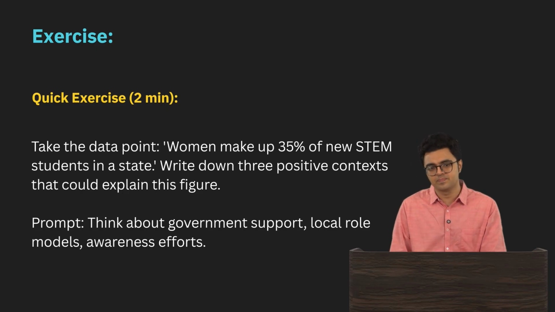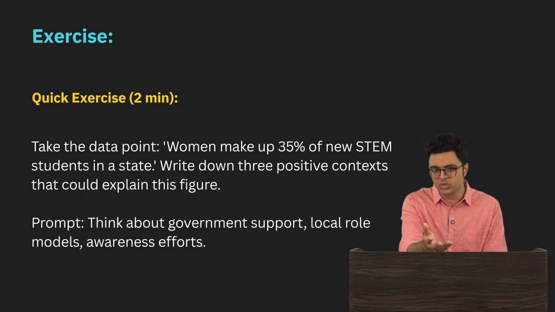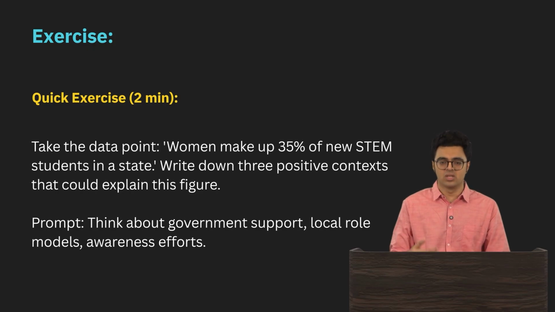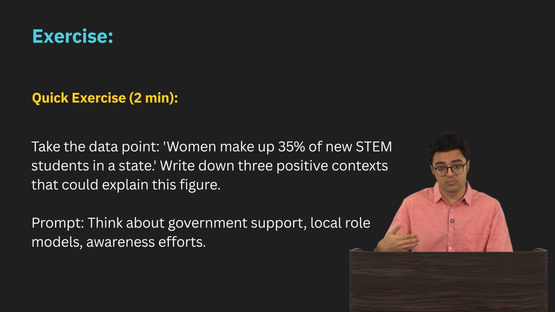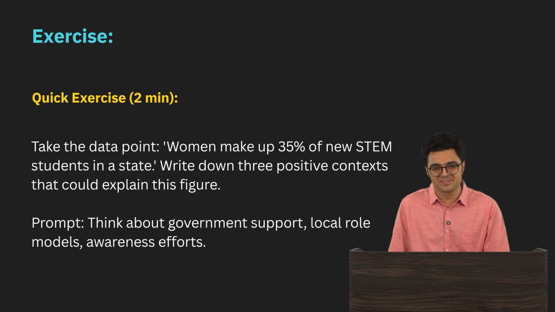Here's a little prompt for you if it can help you. Think about government support, local role models, and awareness efforts. These would be the different positive contexts. You can write down all these different points or even more than them, but explain them in a way that a reader can understand.